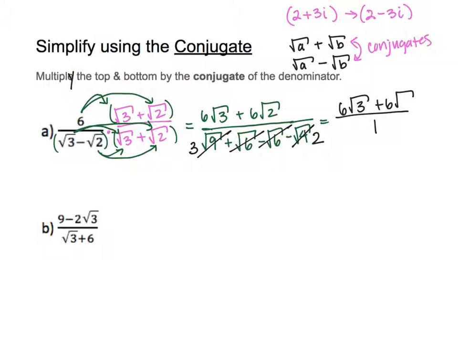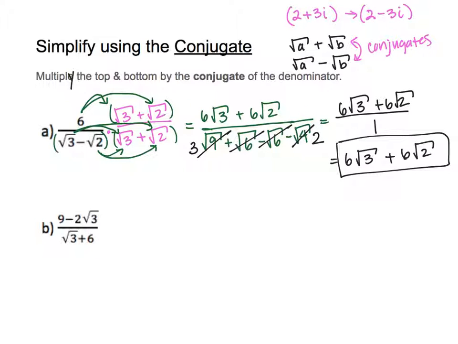And now when I look at this here, notice that I have no more roots underneath the denominator, which is great. So now I can divide the top by 1. So if I divide each component by 1, this is 6 divided by 1, which gives me 6 radical 3. And then this 6 divided by 1 gives me 6 square root of 2. And so that is my answer.